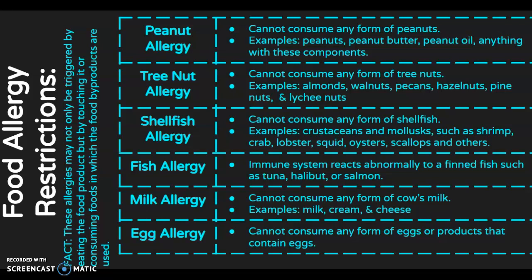So if you have a peanut allergy, they cannot have peanuts, peanut butter, peanut oil, anything with those components. Tree nuts are different. Tree nuts are almonds, walnuts, pecans, hazelnuts, and pine nuts. So be familiar with it. There's the shellfish allergy, which we don't often make shellfish, so just keep that in mind. Fish allergy, again, not something common that we prepare, but if you are going into this field, it's important to be aware of it.